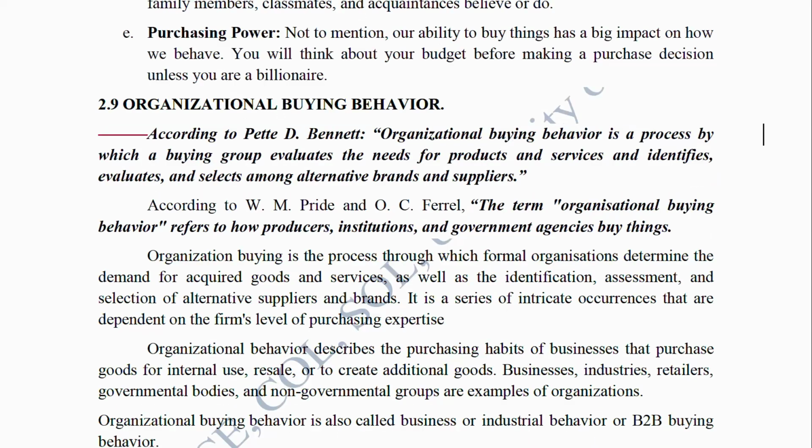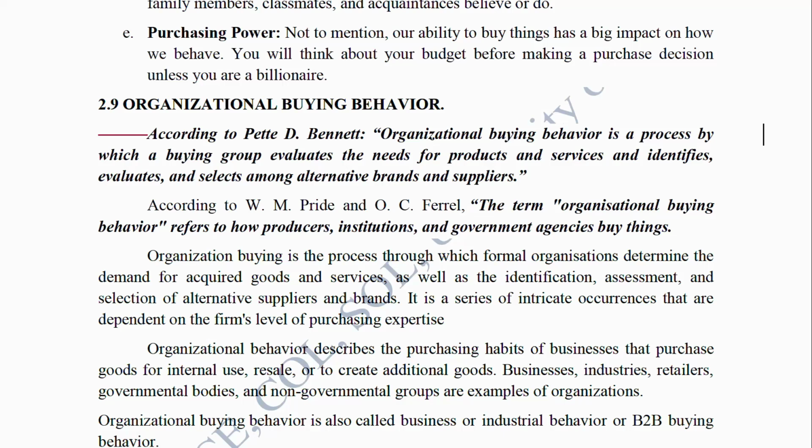2.9 Organizational buying behavior. According to Peter D. Bennett, organizational buying behavior is a process by which a buying group evaluates the needs for products and services and identifies, evaluates, and selects among alternative brands and suppliers.